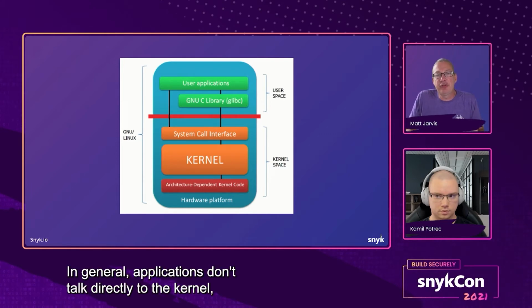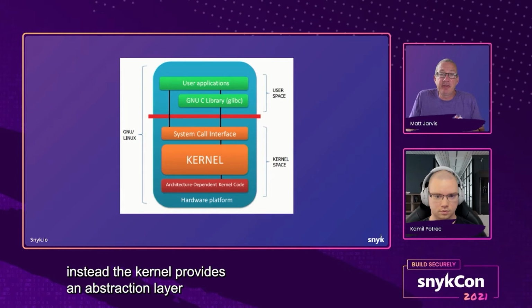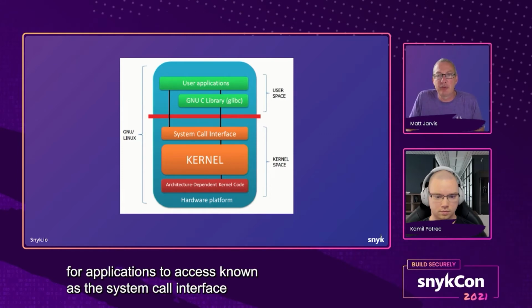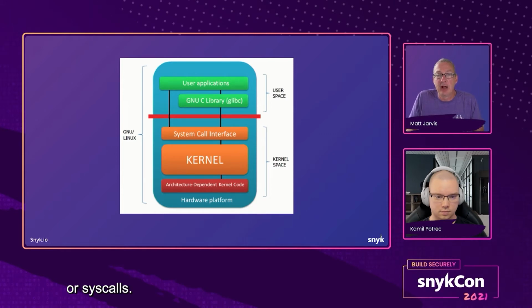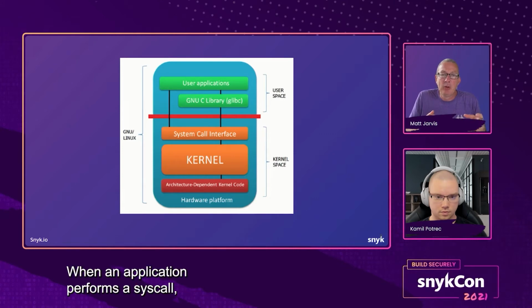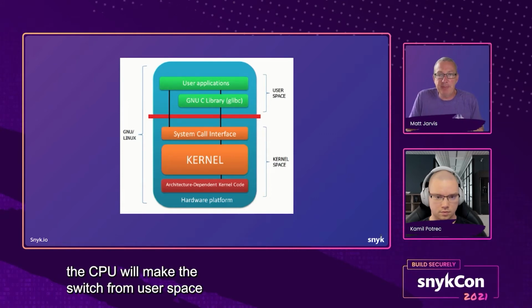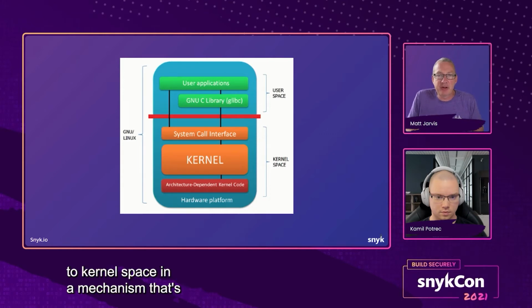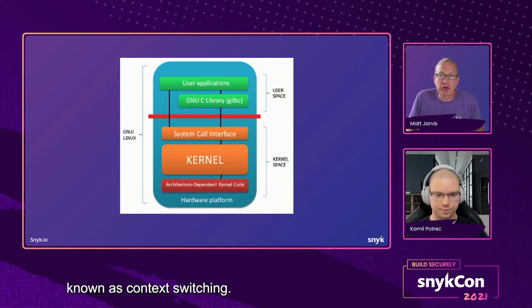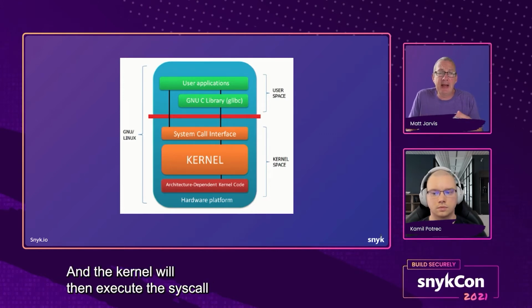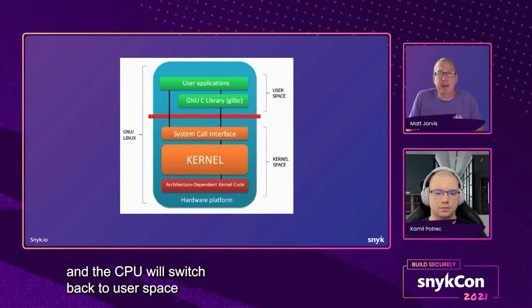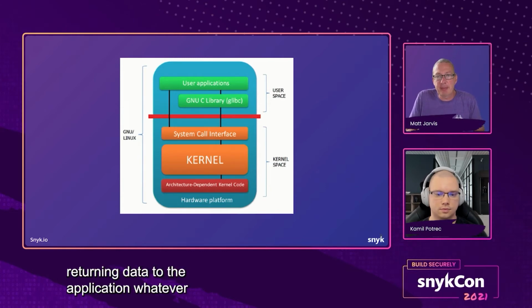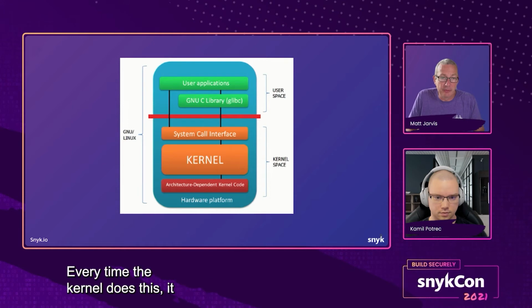In general, applications don't talk directly to the kernel. Instead, the kernel provides an abstraction layer for applications to access, known as the system call interface or syscalls. This provides a way for applications to ask for things like writing to the disk or sending packets over the network. When an application performs a syscall, the CPU will make the switch from user space to kernel space in a mechanism that's known as context switching. And the kernel will then execute the syscall, and the CPU will switch back to user space, returning data to the application, whatever resulted from that syscall.